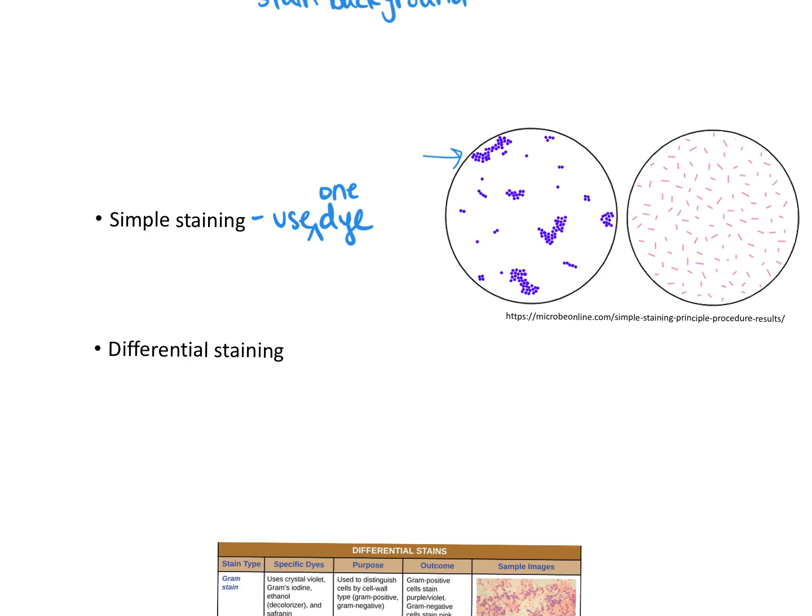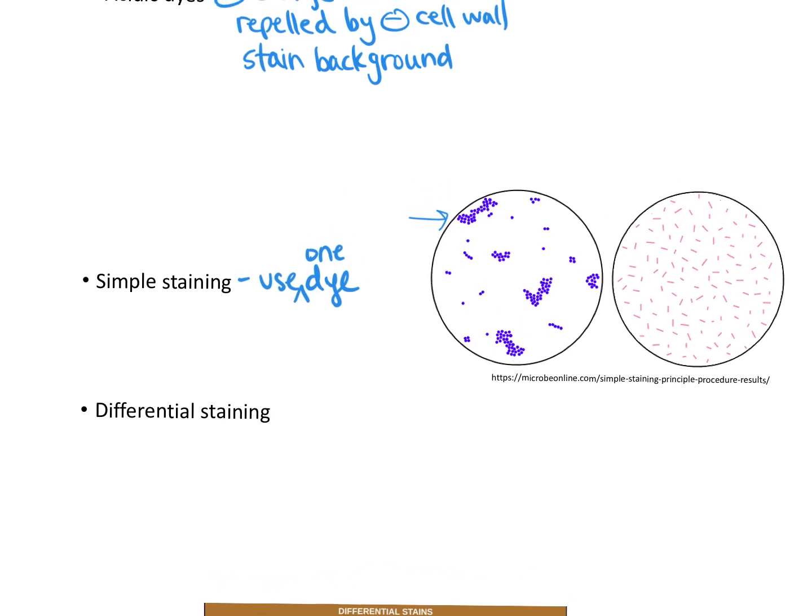If we do some kind of differential staining procedure, that means we're going to use 2 or more dyes. And that's going to give us a little bit more information because different cells will stain a different color. That enables us to put some of our cells into groups or maybe see a particular structure better if we use 2 or more dyes.